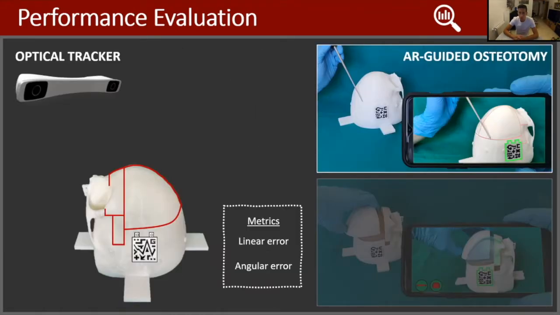For the performance evaluation, we used a navigation system as a gold standard, which consists of an optical tracking system. So we asked the user to use the smartphone app to visualize the simulated surgical field, to detect the marker, and to record the projected osteotomy line using a tracked tool, whose position is tracked by the optical tracking system. Then the user moves the tracked tool along the different osteotomy lines, and we recorded points along these lines. Therefore, we can measure two different metrics, the linear error for the osteotomy and the angular error.